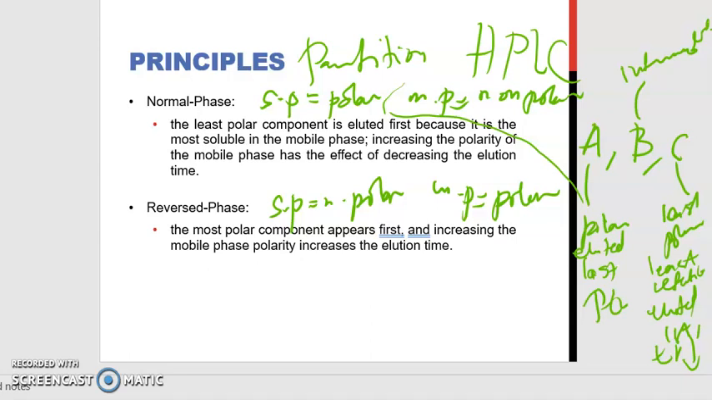Okay, so tengok sini, mobile phase kan non-polar. Tengok balik A tadi. A tadi akan stay longer inside the column, right? Contohnya dia keluar 20 minit baru keluar. Macam ni kita nak cepatkan, tak nak dia keluar 20 minit. Kita increase the polarity of non-polar tadi.